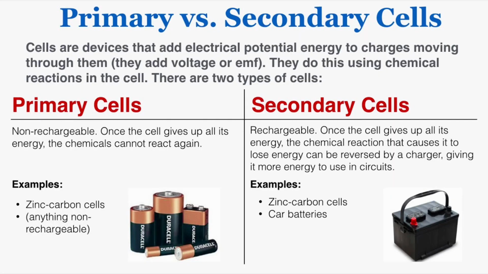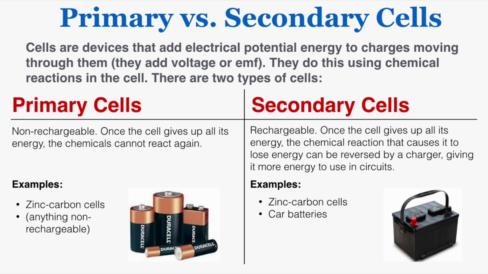Cells are devices that add electrical potential energy to charges moving through them. They do this using chemical reactions in the cell. There are two types of cells. The first type is a primary cell. The second type is a secondary cell. Primary cells are non-rechargeable. Once a cell gives up all its energy, the chemicals cannot react again. Examples of primary cells include zinc-carbon cells and any kind of cell that is non-rechargeable.